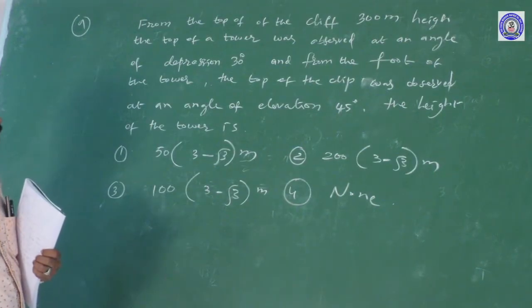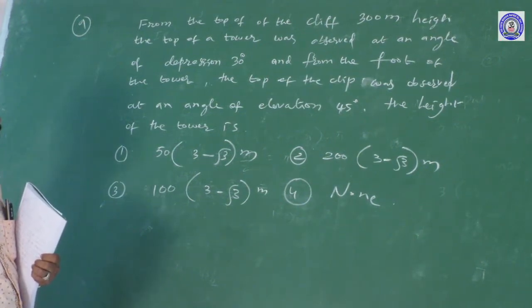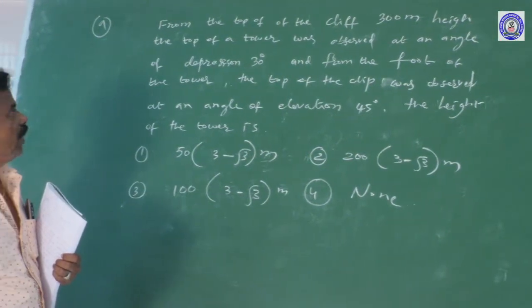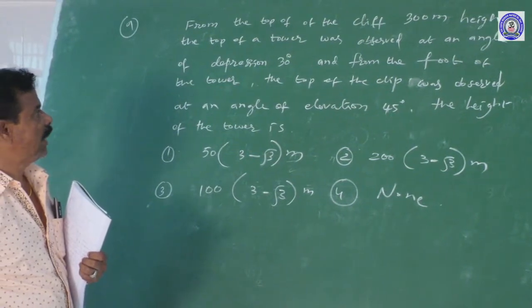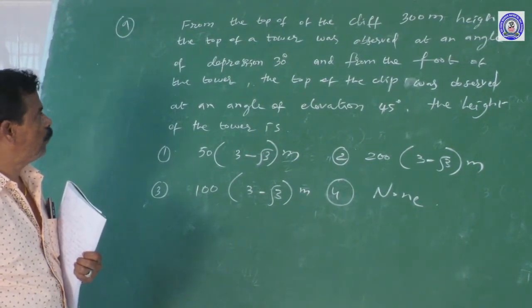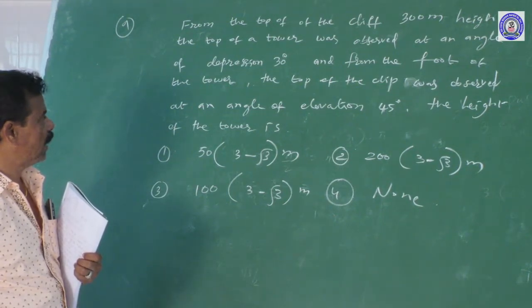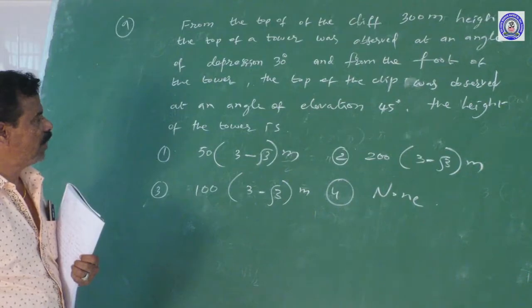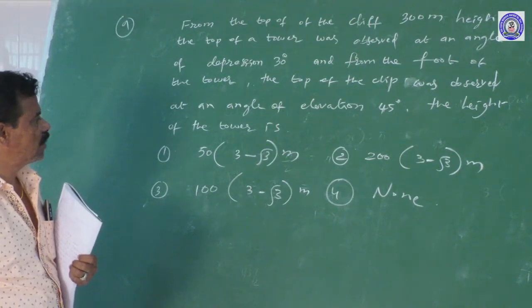From the top of the cliff 300 meters high, the top of a tower was observed at an angle of depression 30 degrees. And from the foot of the tower, the top of the cliff was observed at an angle of elevation 45 degrees. The height of the tower is how much?